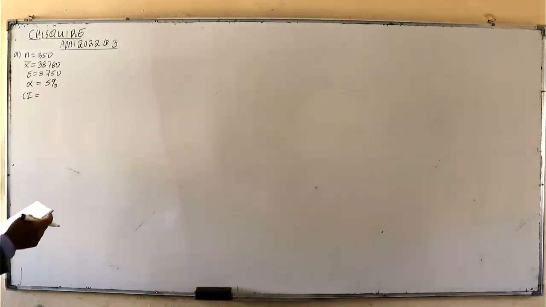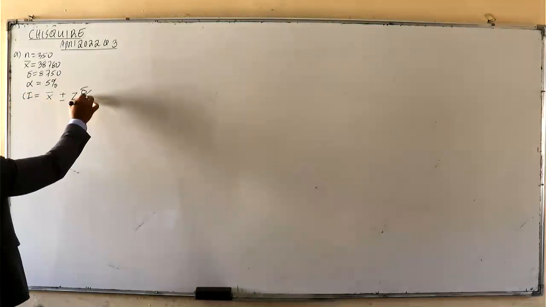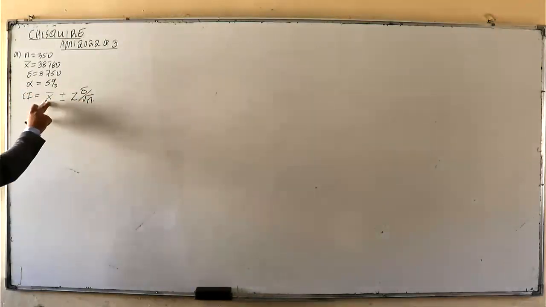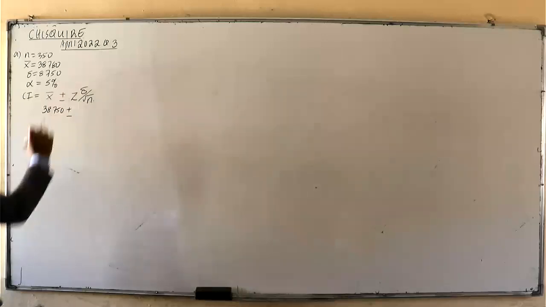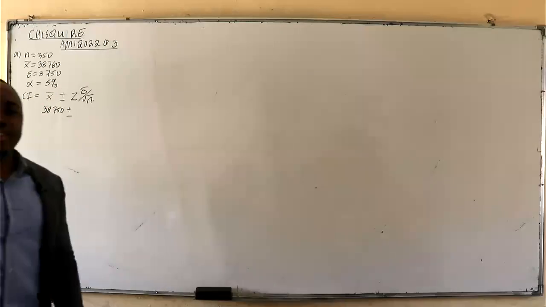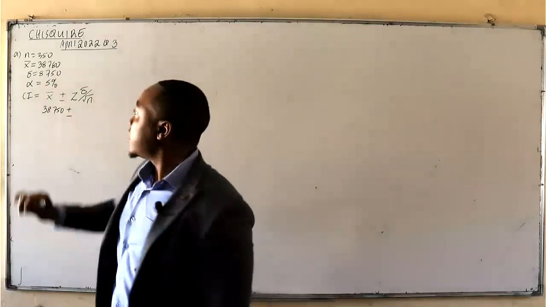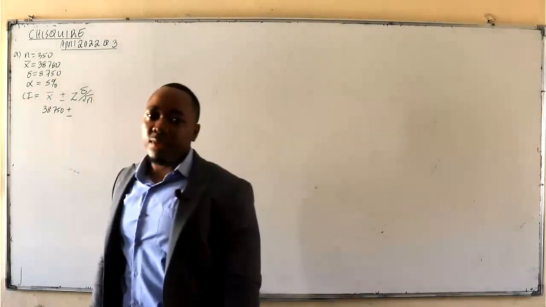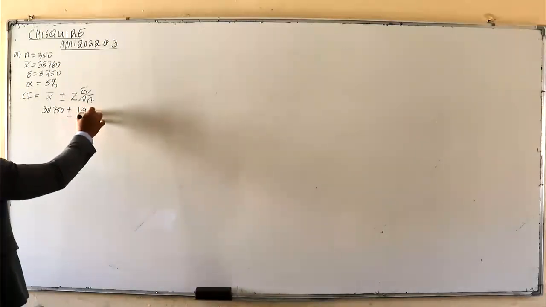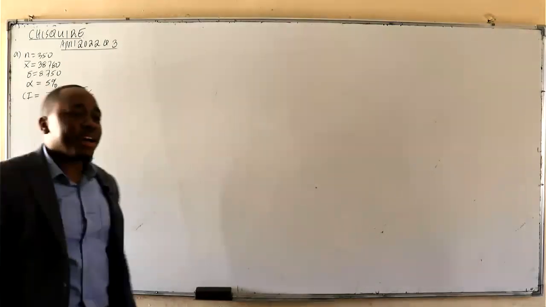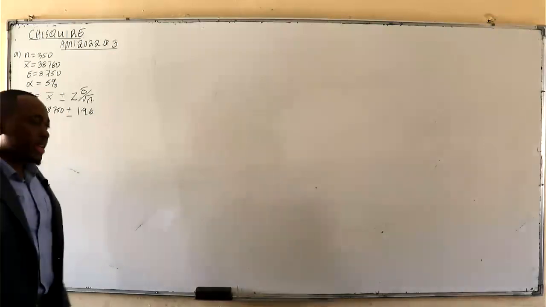So how do we get that? It's X bar plus or minus Z standard deviation over square root of N. We have X bar, which is that 38,780, plus or minus Z. For a confidence interval, we always use a two-tailed test. If it's a two-tailed test using Z, and the significance level is 5%, Z will be how much? 1.96. Good. Whenever you see a two-tailed test using the Z test at 5%, Z will be 1.96.